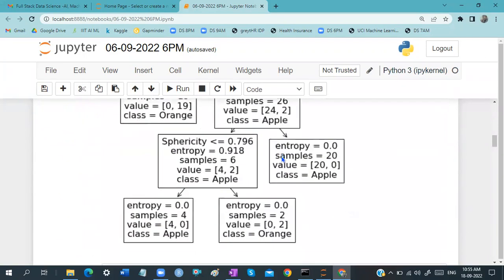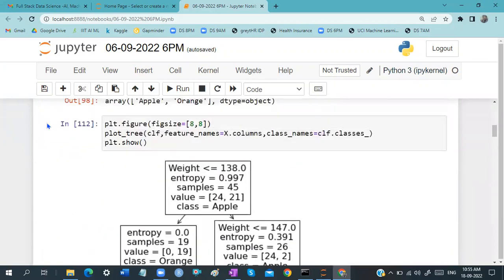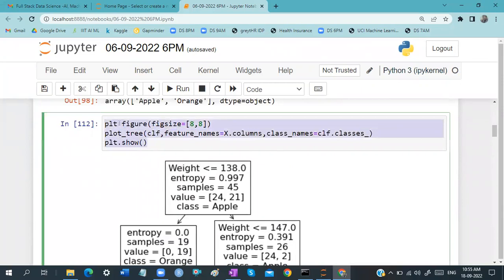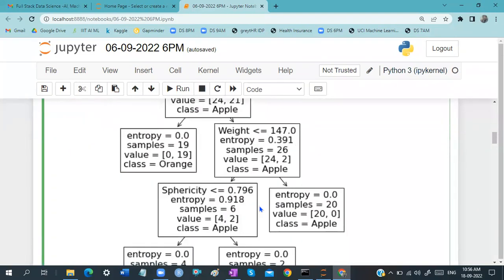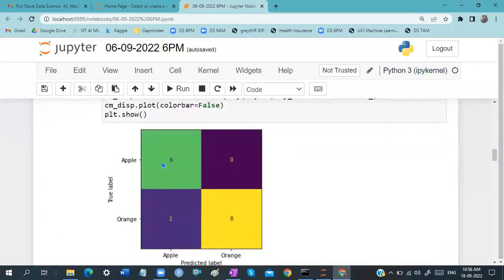So you can see how simple it has been. This tree was built by the machine. I didn't write any code for this. This is the line of code I have written, just because I want to plot the figure with the feature names and the class names. That's it. This is the tree the machine has built, guys. Then: how many apples were correctly identified as apples? How many predictions were correct, and how many were wrong? That is what I'm going to do here.